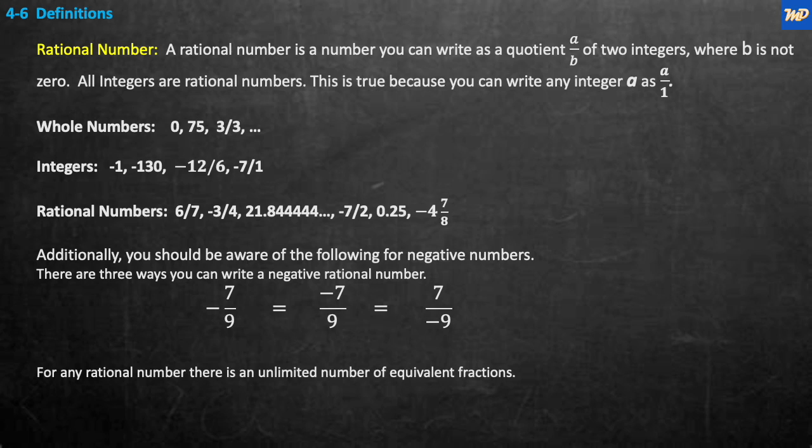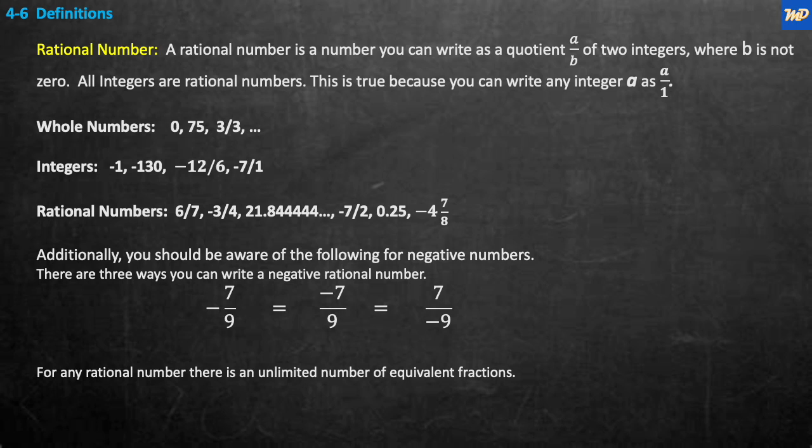Also rational numbers are 6/7, minus 3/4, 21.84444 forever, minus 7 over 2, 0.25, minus 4 7/8. Those are all rational numbers. Additionally, you should be aware of the following for negative numbers.